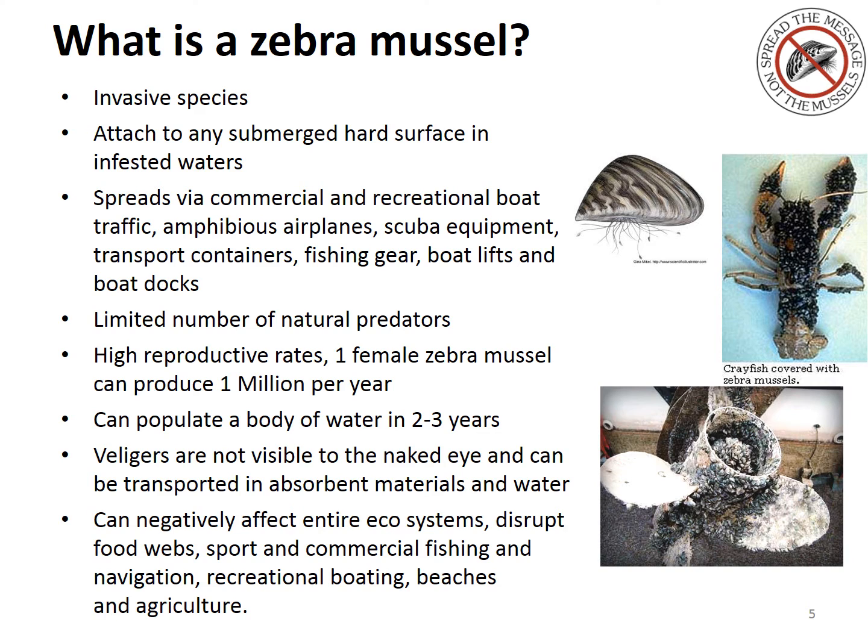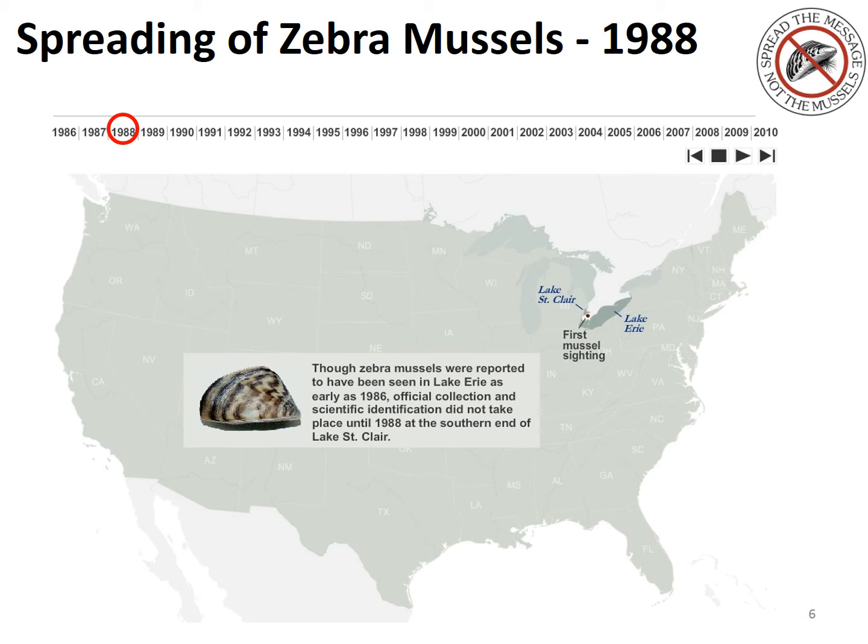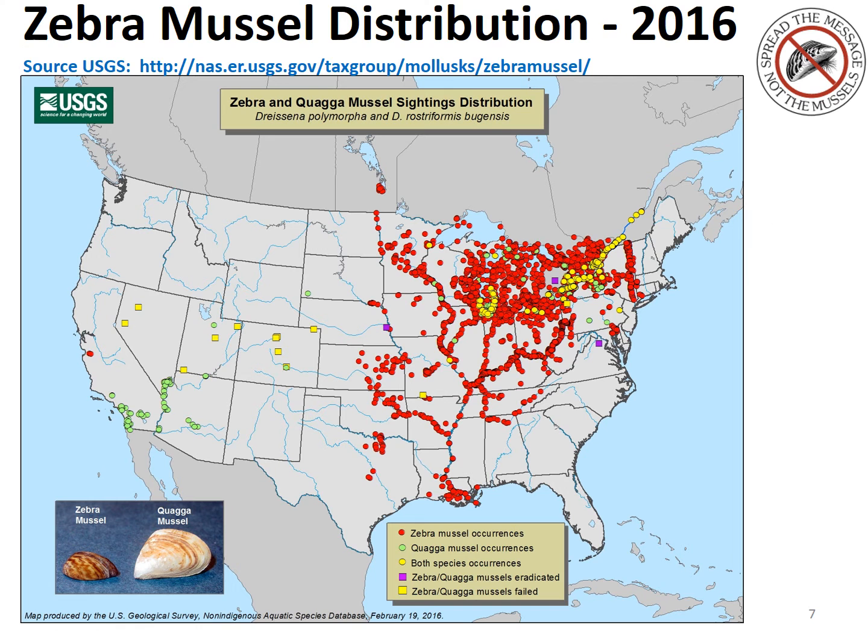When they do take over, they will negatively impact the entire ecosystem, disrupting food webs and all types of recreational activities such as commercial fishing and boating. The spread of zebra mussels was officially documented in 1988 in Lake St. Clair. However, since 2016, zebra mussels have spread dramatically throughout the United States.